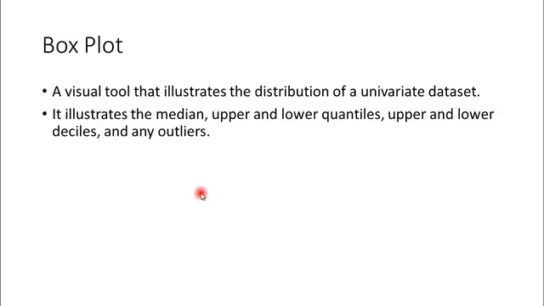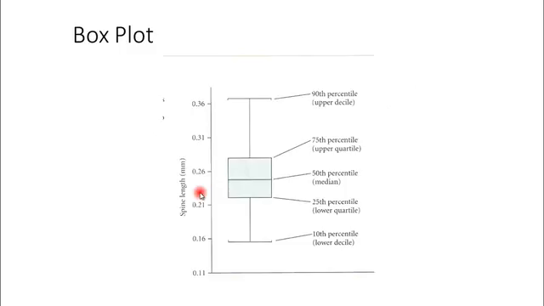Okay, what is a box plot? A box plot is a visual tool that illustrates the distribution of a univariate dataset. It illustrates the median, upper and lower quantiles. So remember, the median is the middle quantile where 50%. The upper quantile is where 75% of the observations are below, and the lower quantile is where 25% of the observations are below. Upper and lower deciles and any outliers, if available in the data. Let's see a quick snapshot of the box plot.